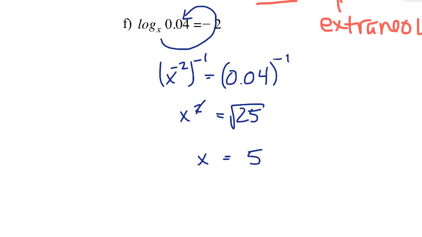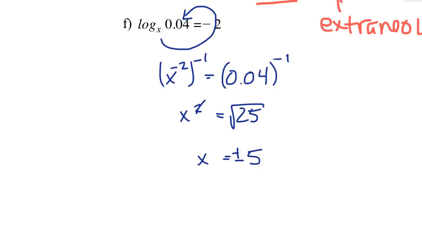Well, when we take the square root of something to find an answer, we know that there's actually 2 roots. There's 2 things that could have given us 25, right? Plus or minus 5. But now we have to go back to our log and see if this actually makes sense, if both of those answers make sense.